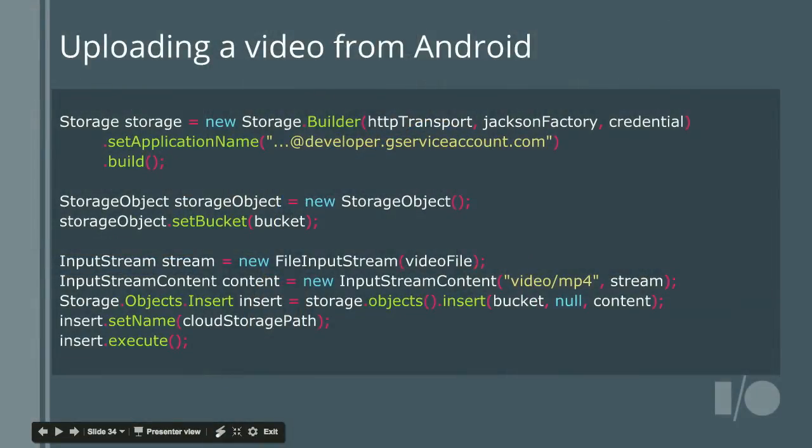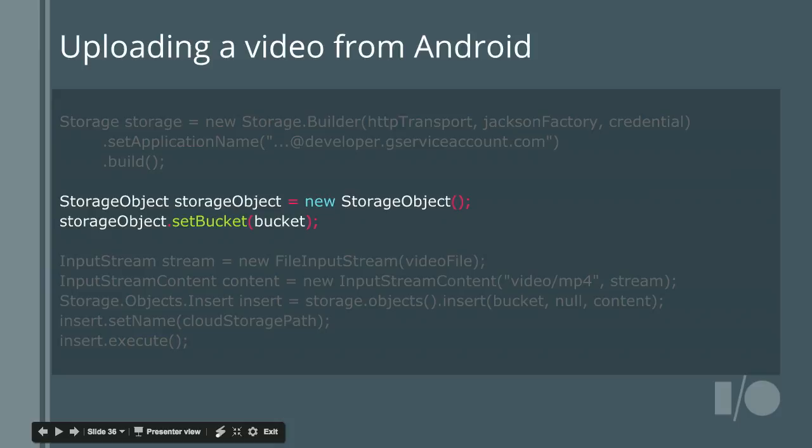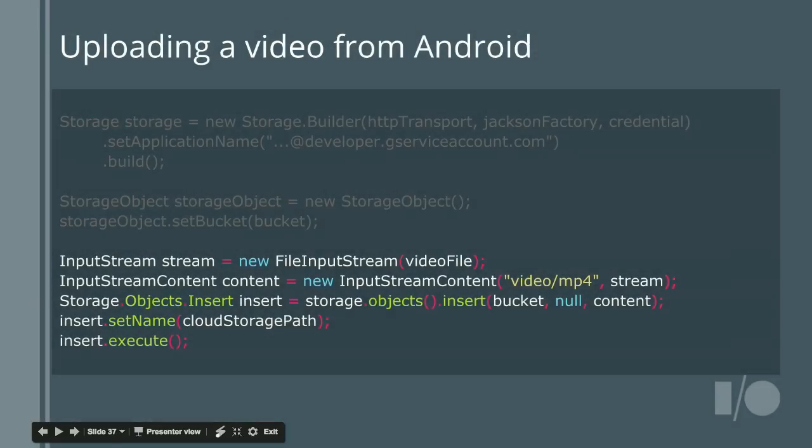Little bit of Android code. I'm not a Java person, so every single time I see so many types written, it's... But you first build a storage with Storage Builder. Basically, you give all the authentication and stuff like that to be able to say, this is my storage client. Then I create a storage object that is the file that is going to be stored. And then with a file input stream, I will actually upload my video into the output.